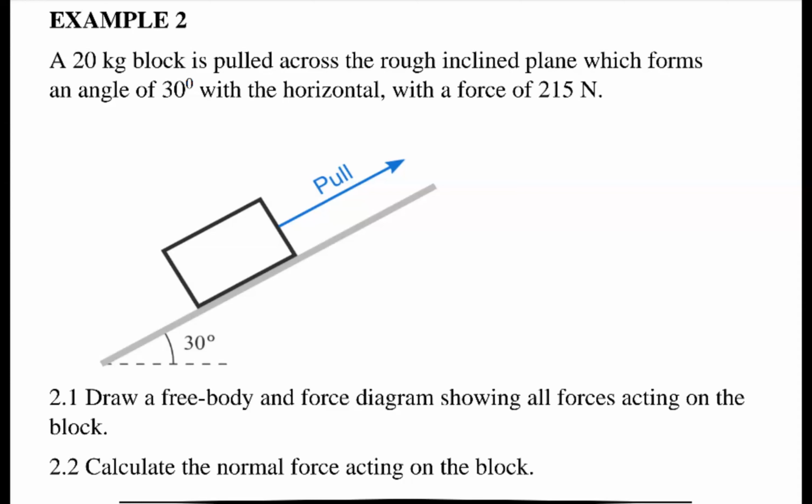It says that a 20 kg block is pulled across the rough inclined plane, which forms an angle of 30 degrees with the horizontal, with a force of 215 newtons. So draw a free body diagram and force diagram showing all forces acting on the block. Second question, calculate the normal force acting on the block.